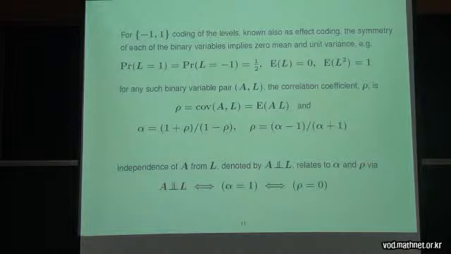So, for the -1/1 coding of the levels, this is known in psychometrics as effect coding. The symmetry of each binary variable means that you have zero mean and unit variance. So these very special binary variables are standardized variables. And so when we compute the covariance, because the means are zero, it's the same as the expected value of the product of the two random variables.